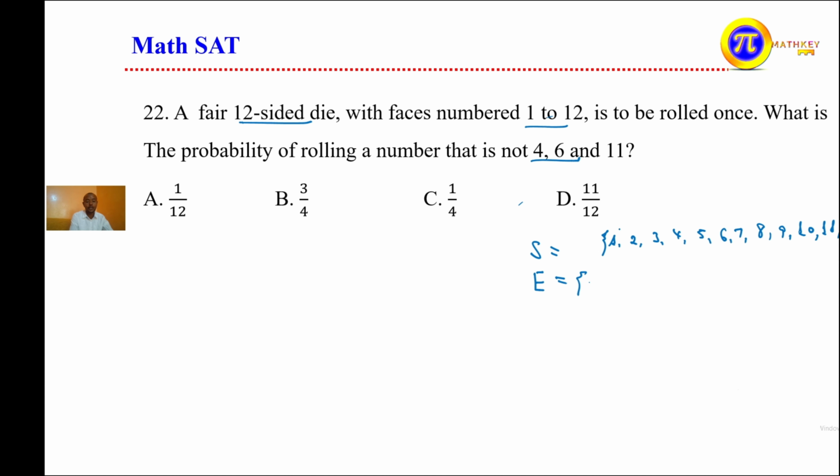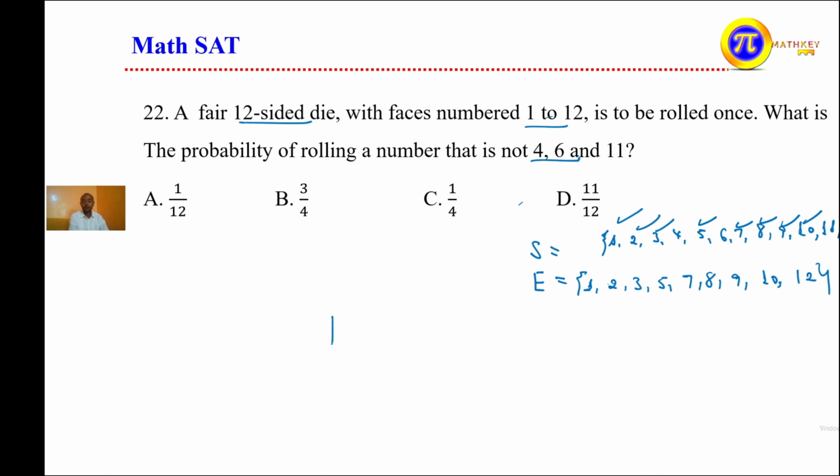So we can take 1, 2, 3. We don't consider 4, 6, 11. We take 5, 7, 8, 9, 10, and the last one we consider is 12. So the event has the numbers 1, 2, 3, 5, 7, 8, 9, 10, and 12. The number of them is 9.